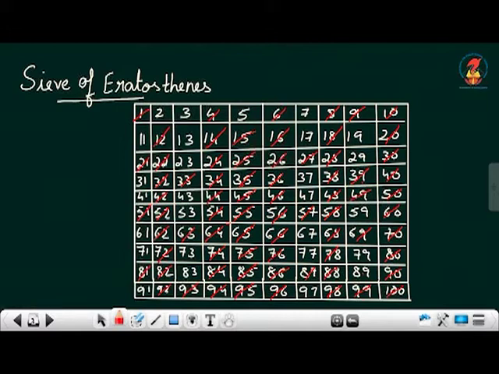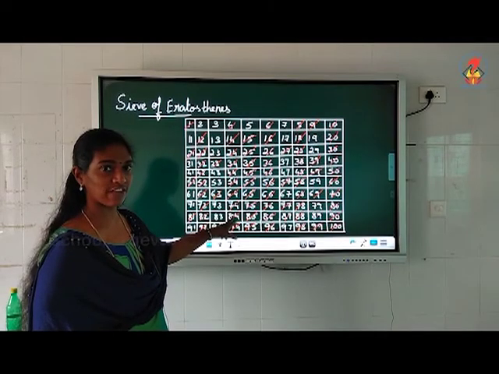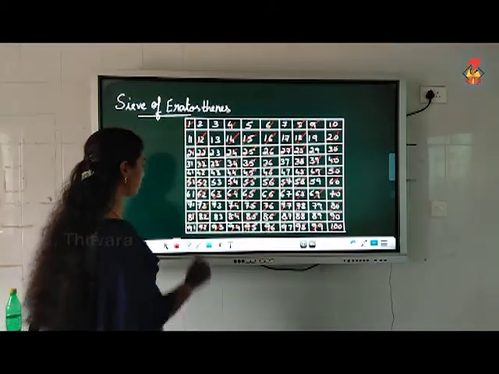7 8s are 56, it's crossed out. Okay, 7 9s are 63, it's crossed out. 7 10s are 70, it is crossed out. Then 7 11s are 77, it is not crossed out. 7 12s are 84, it is crossed out. 7 12s are over, 7 13s are 91, cross it out.